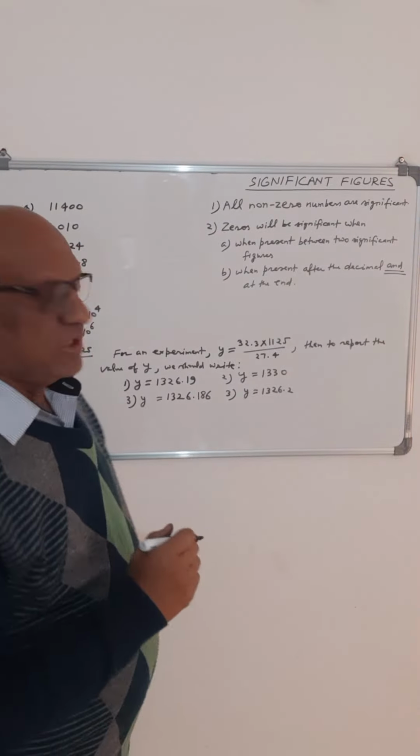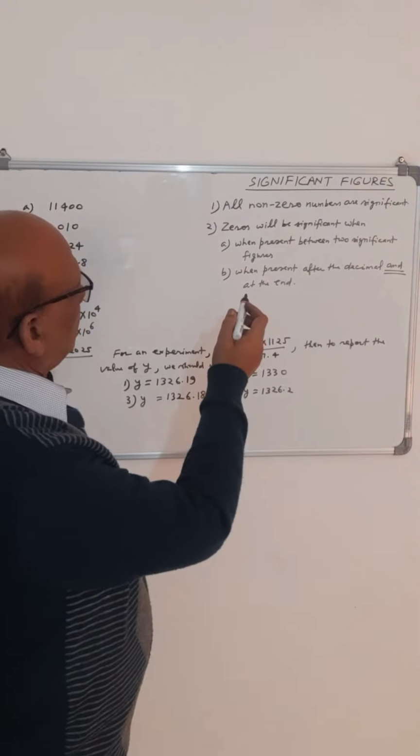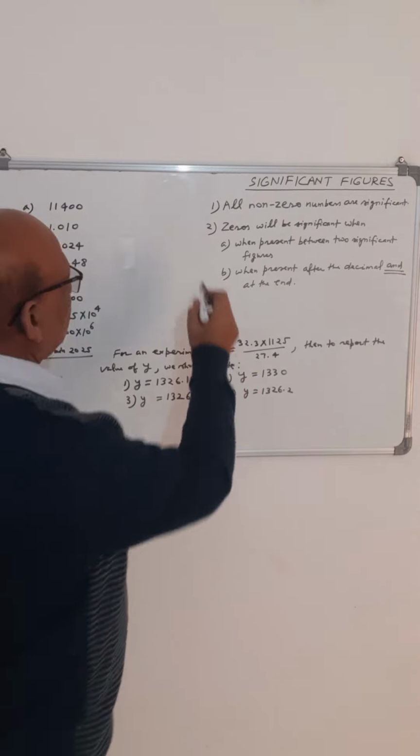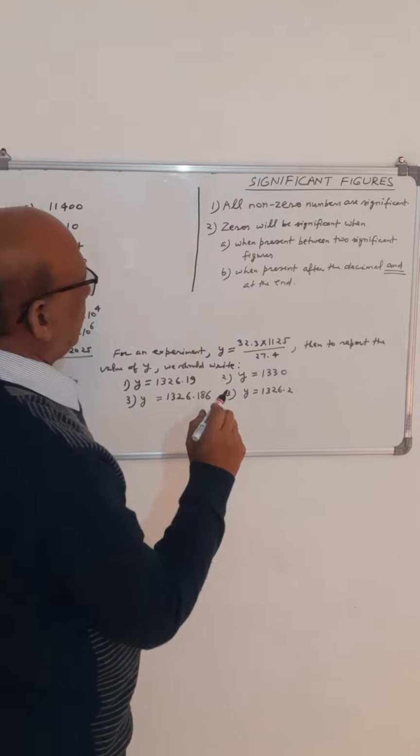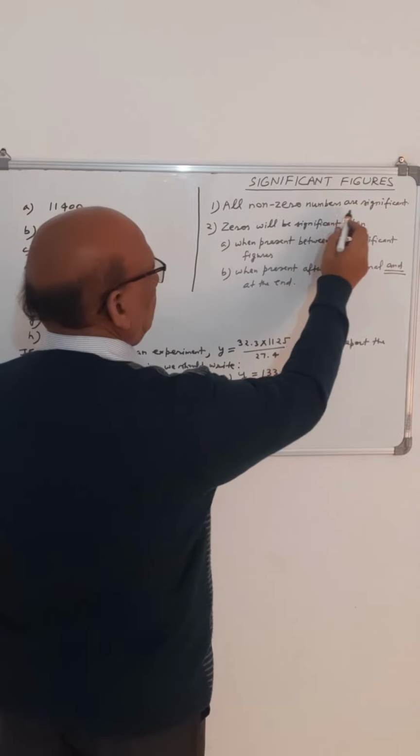Significant figures are used in both physics and chemistry. So today we will learn what we mean by significant figures. These are the two major conditions for significant figures. Number one, all non-zero numbers are significant.